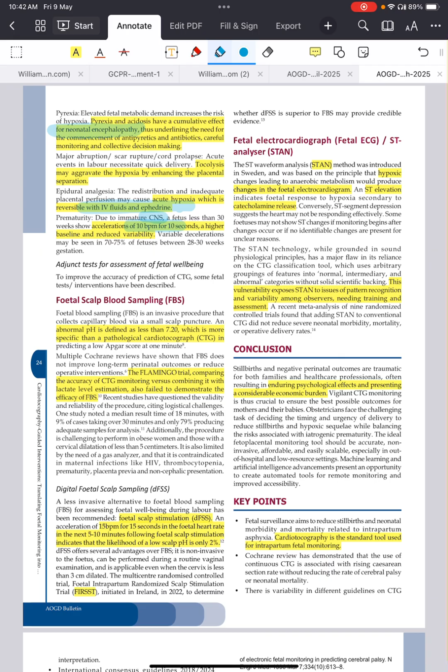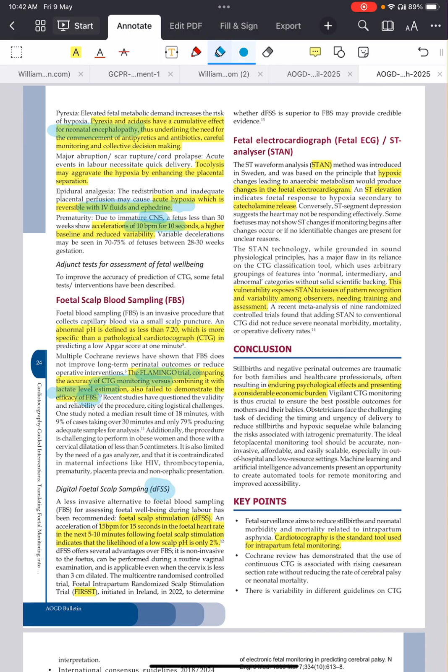There is a trial known as the Flamingo trial where they compared the accuracy of CTG monitoring versus combining it with the lactate level, and the efficacy of fetal blood sampling has been found lacking. So they say that fetal blood sampling is not that important. Nowadays there is digital fetal scalp stimulation.